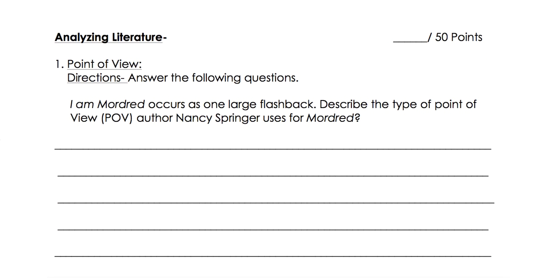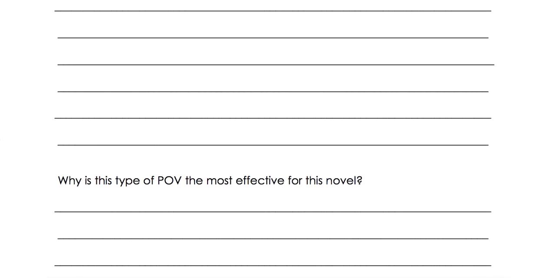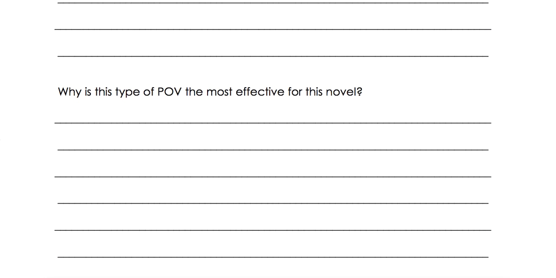Next, we are going to focus on analyzing literature. So for section 1, we are first going to focus on point of view. So our novel, I Am Mordred, occurs as one large flashback, and you're going to describe the point of view that our author Nancy Springer uses for Mordred. Once you've done that, you want to explain why this type of point of view is most effective for this novel. There is a reason behind the point of view chosen because it helps to make sure that we as the audience get the most meaning conveyed.